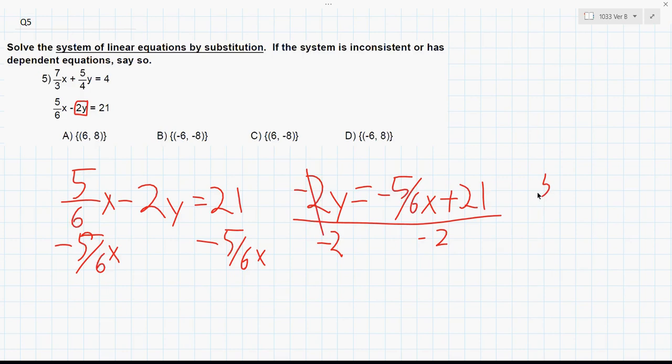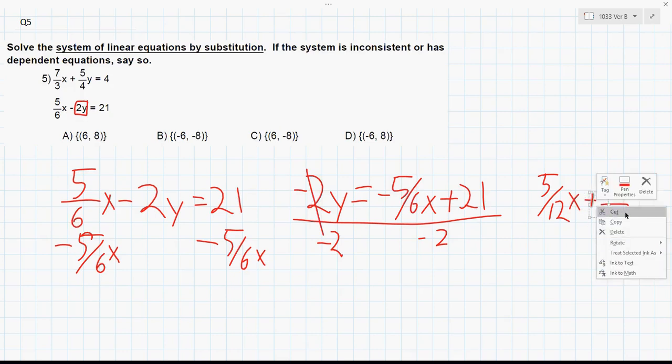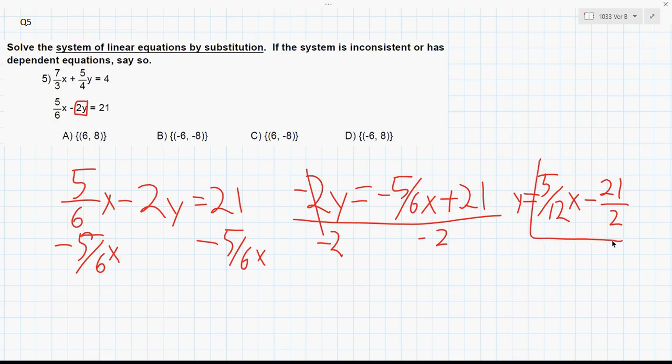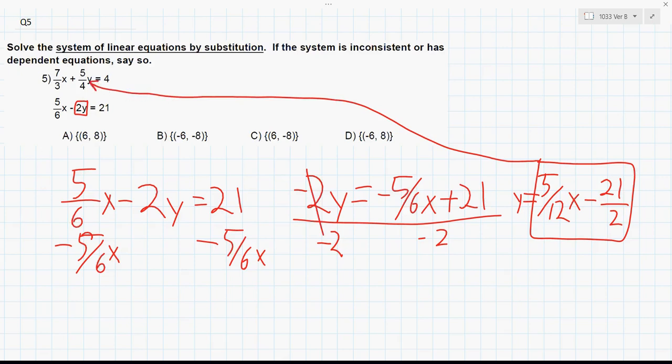So I would get a 5 over 12x plus, and that's just going to be 21 over negative 2. So it'll actually be a minus. Yep, it's going to be minus 21. Because what happened is this was a positive 21, that was a negative 2. So the negative sign goes to the top. So we just make it minus 21 divided by 2. So at this point, that equation here equals y, right? So we could take this whole equation and we could shove it into the other one for the y value.